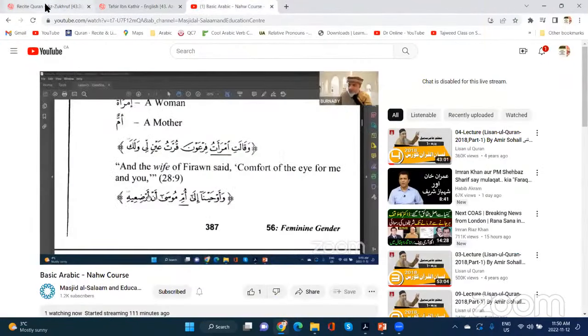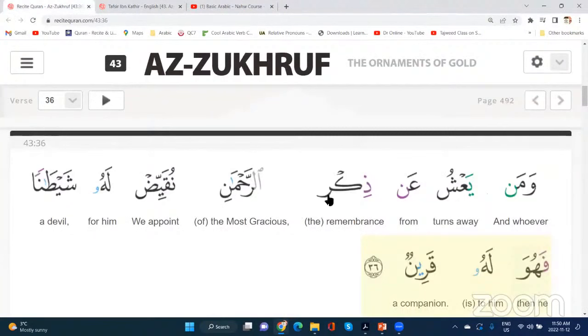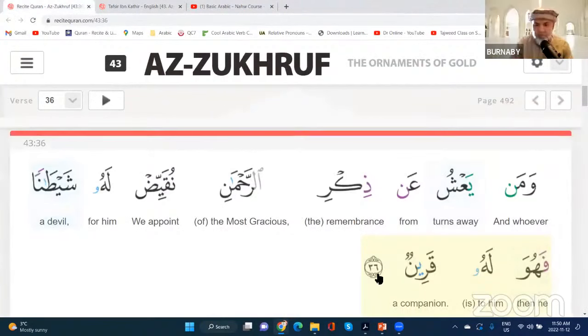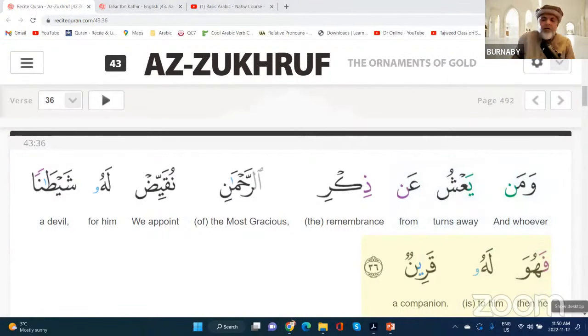So what are we talking about today? We're talking about this verse number 36. And over here, Allah subhanahu wa ta'ala is telling us something. A'udhu billahi minash shaitani rajim. Bismillahir rahmanir rahim. Wa may ya'shu an zikri rahmani nukayyid lahu shaitanan fahuwa lahu kareenun.